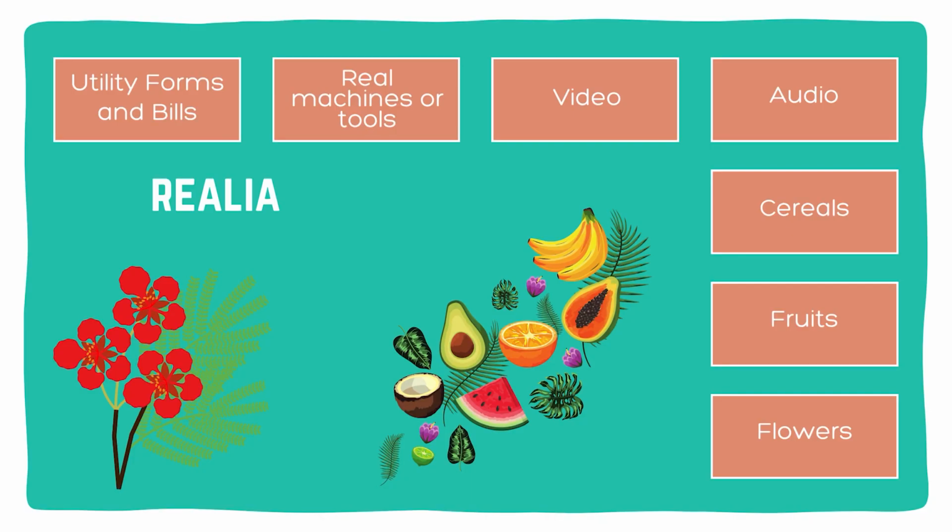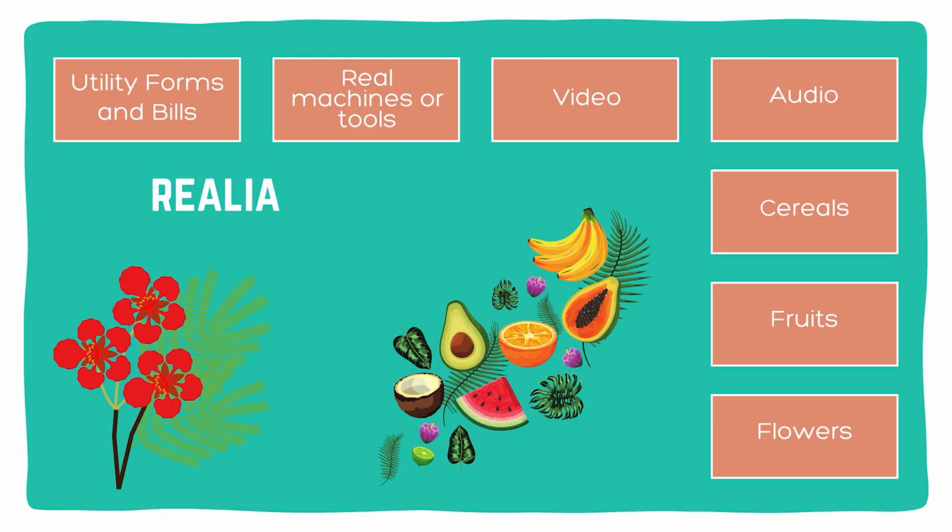We can make use of utility forms and bills like applications, letters, reports, resume, job advertisements, forms, ticket reservation forms, electricity bills, etc. We can use real machines or tools like a screwdriver, scale, compass, telephones, etc. We can even use videos like films, documentaries, docudramas, animations, etc. We can make use of audios like music songs, audio documentaries, recorded voices, etc.